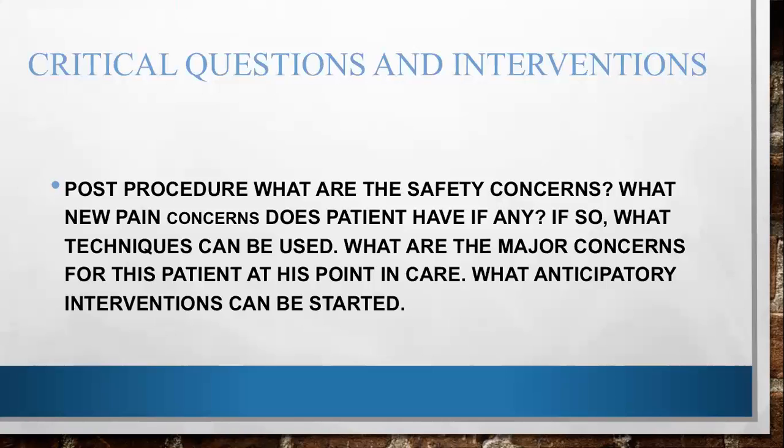What are the major concerns for this patient at this point in care? What anticipatory intervention can be started? Make sure you discuss the considerations related to support in the hospital and at home. Safety is the most important. What are the patient's resources and what changes does he need to recover? He requires continued emotional support at discharge.